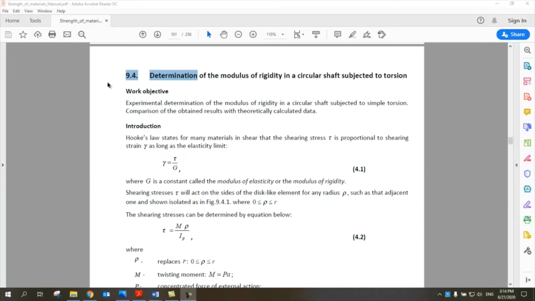Hello everyone, welcome to experiment number 4 of Mechanical Engineering Lab 2, Strength of Material Lab. The title for today will be Determination of the Modulus of Rigidity in a Circular Shaft Subjected to Torsion.